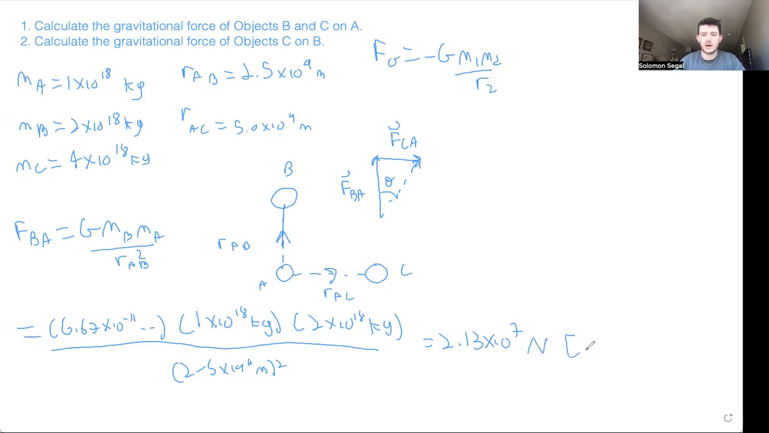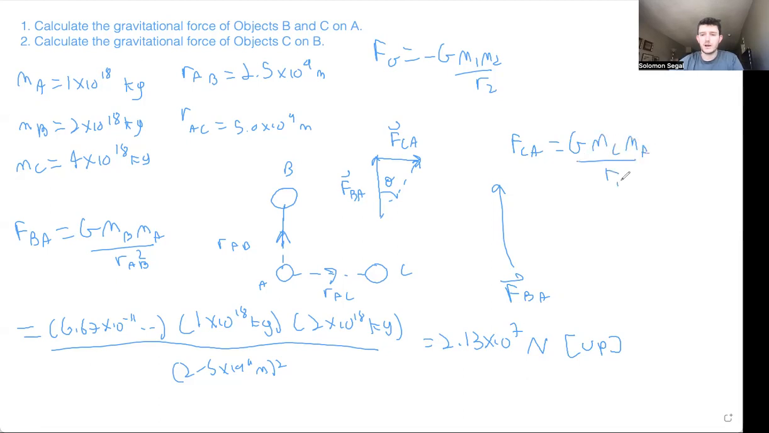And that is going up. So does that make sense? Yeah, well, this will be 36 minus 27, that's 9, minus 18. You always want to make sure your answers make sense. So this is F B on A in full vector form because we have the direction up there. So if we want to calculate now F C on A, then we basically do the same thing, but we just swap out a few values.